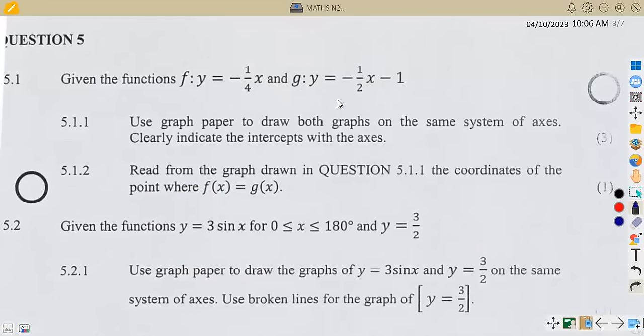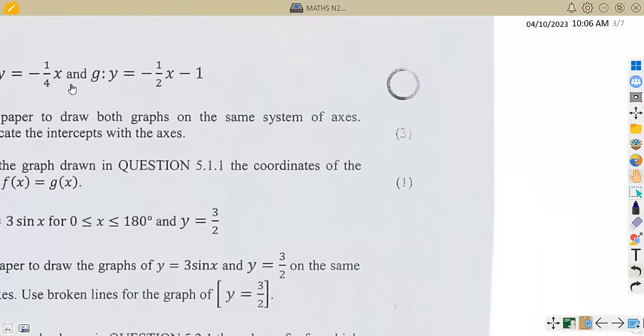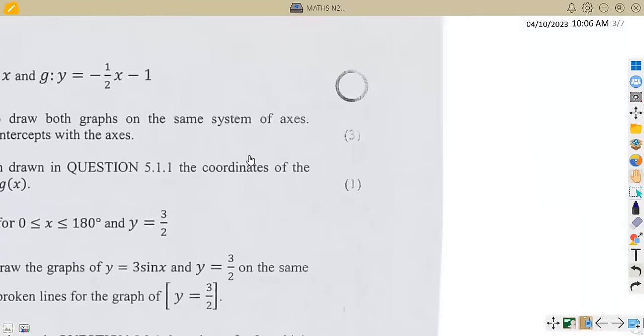I'm just going to show you how we're supposed to have our graphs in this case. If you are to check, these were linear functions that you're given, g(x) and g(y) in this case. So on 5.11, we are given that our g(x), which was the value of y, was equal to -1/4 x, and the other graph was of y is equal to -1/2 x - 1.